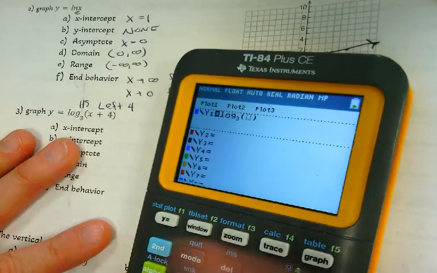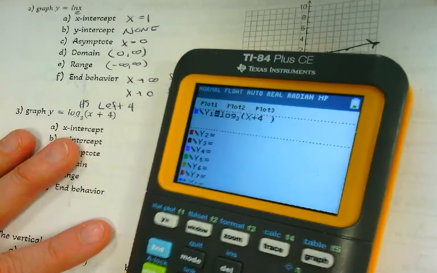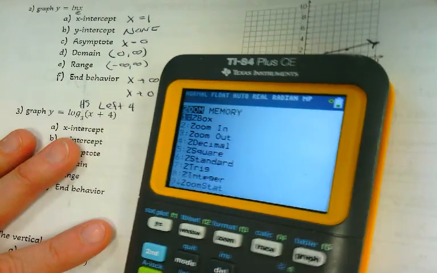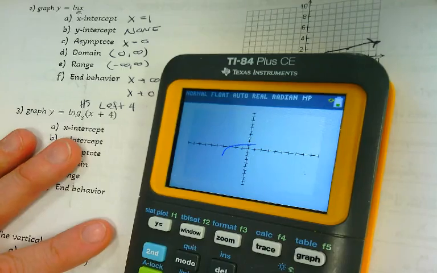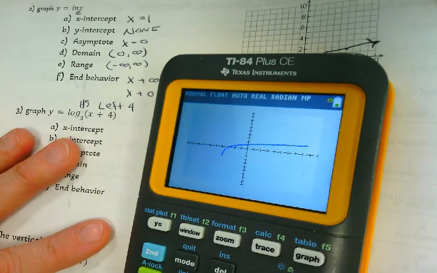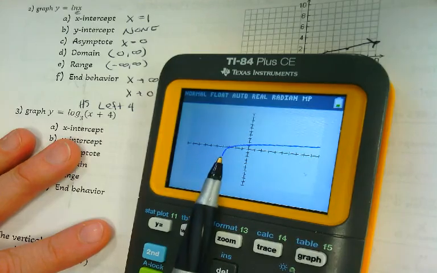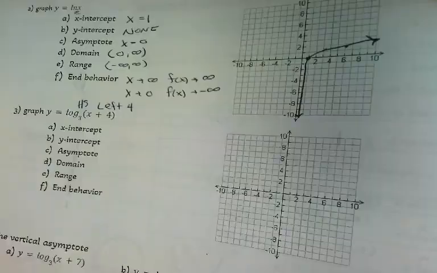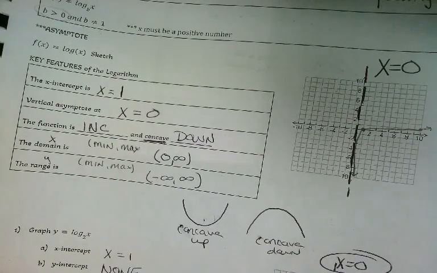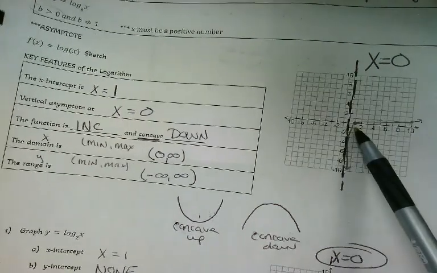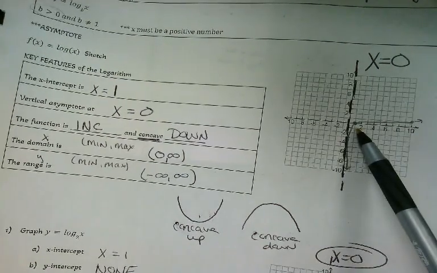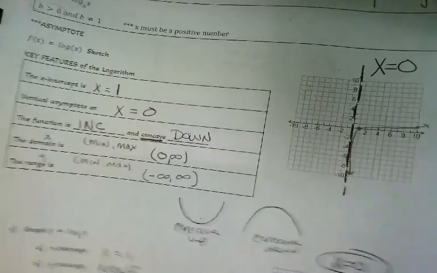Log base 3, make sure the x plus 4 is inside those parentheses. Okay, I'm going to do a zoom 6 so I know what it's going to look like. And it looks exactly like we said, left 4. Now notice it's not crossing at 4. Okay, I want you to think back to this. What is the x-intercept for all these graphs? The x-intercept was 1. So when I move it 4 left, it makes sense that it's at 3 instead, right?